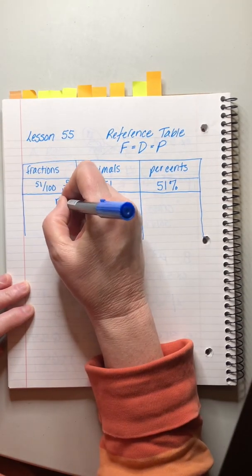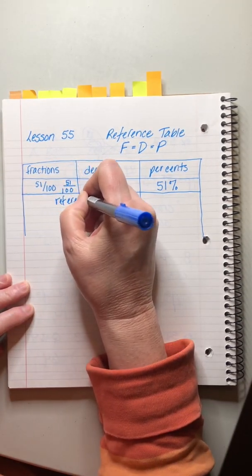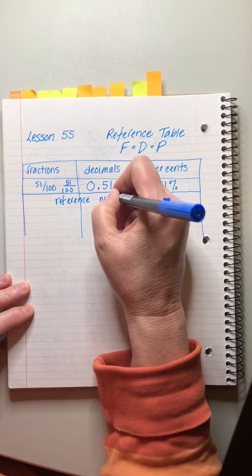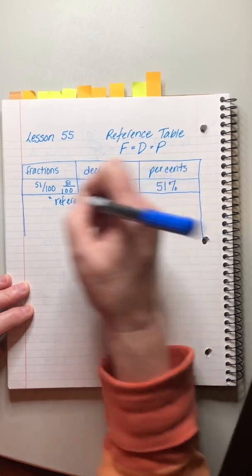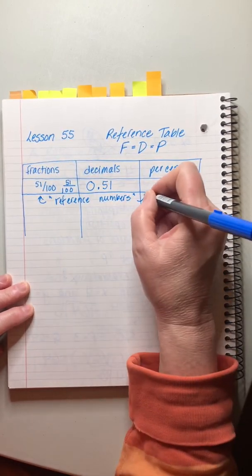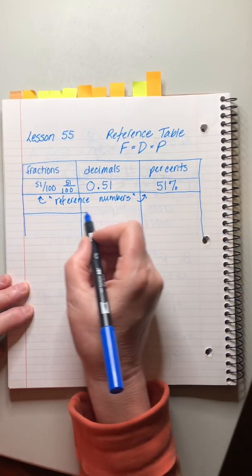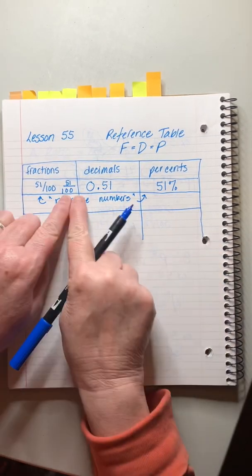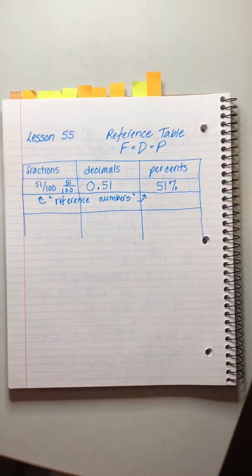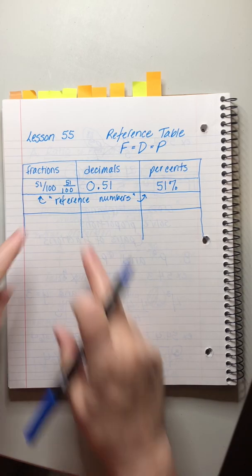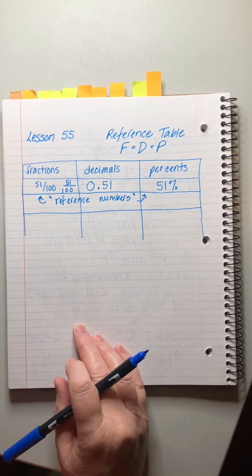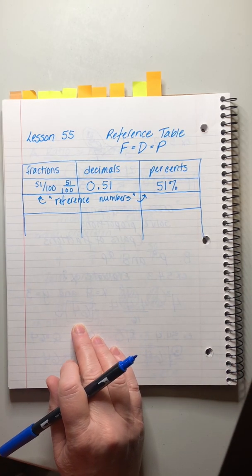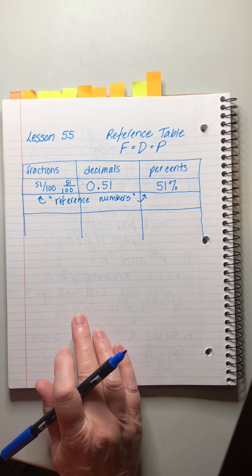I'm going to write that down, because John's going to tell you to draw the table and insert the reference numbers. This is what he means. He means 51/100, 0.51, and 51%. You don't have to write this. I just added that to the table so that you would know what he means. When he says insert the reference numbers, this is what he means. Memorize those exact numbers.